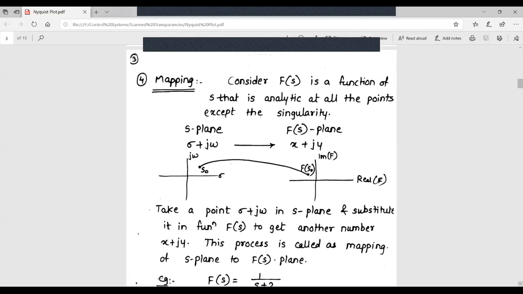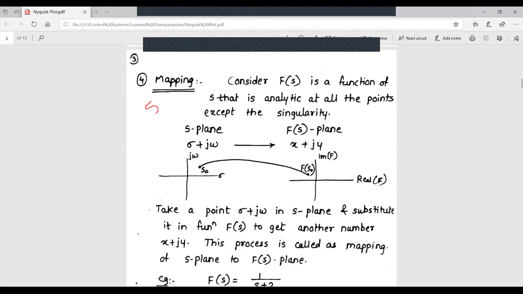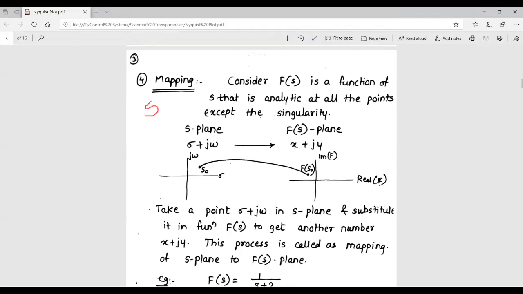Now the next important concept is mapping. What is mapping? We know the dictionary meaning of mapping: we have some value and then we map it to some other value with the help of some function. Now in our case, suppose we have various values of S, and we put these values of S into the function f of S and get the value of f of S.